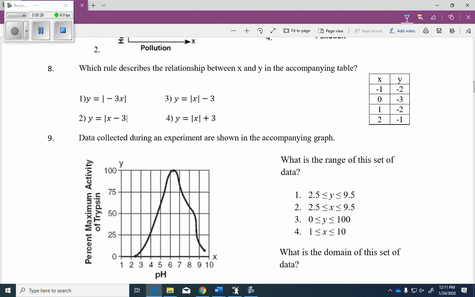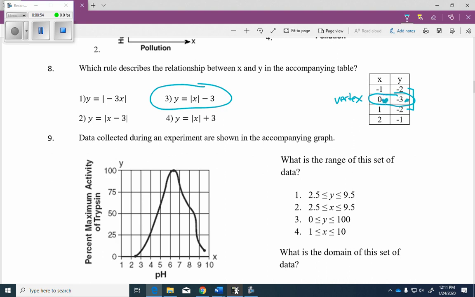Number 8, which rule describes the relationship between x and y in the accompanying table? So something that stands out to me is that those match up, which means this is a vertex. Which means it doesn't shift right or left. So nothing in the parentheses, but it does shift down 3, so I need a -3 outside of the parentheses. It's got to be choice 3.